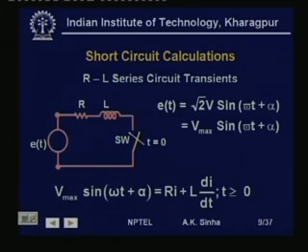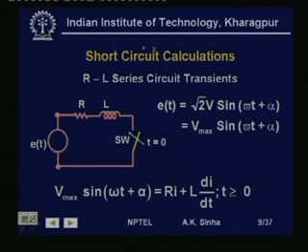Before we start with the short circuit analysis in a power system, we will just review briefly the short circuit condition for a circuit which is excited by an AC voltage E(t), where E(t) is root 2 V sin(omega t plus alpha), and the circuit has a resistance and inductance. This is what we are going to experience in most of the power system, where the element impedances are going to be resistance and inductance mostly, and the voltage is a sinusoidal voltage.